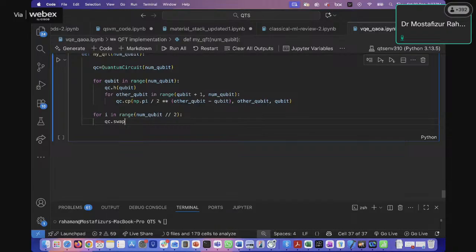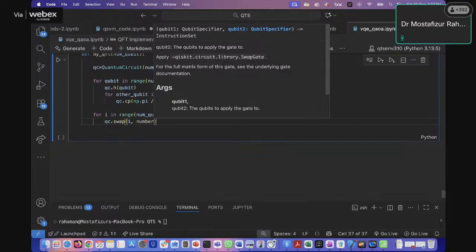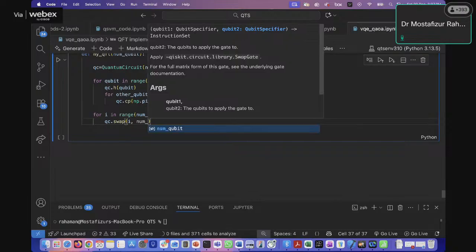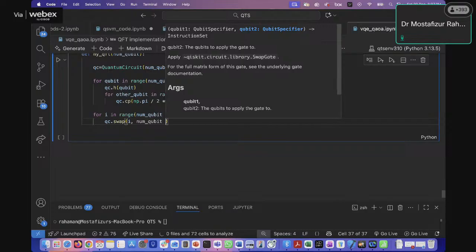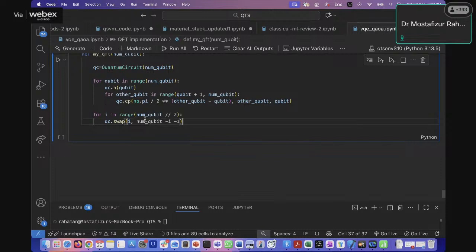I haven't told this before, but in Qiskit the configuration is that we start from bottom to top. So the bit string that you finally get is the reverse of the original one. For that reason, we need to swap the information between the qubits. Basically, the first information will go to the last one, and the last information will go to the first. So this is a swap operation, just for ordering purposes.